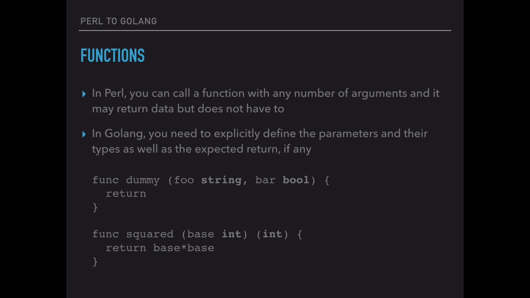In the example, we have two functions. The dummy function takes two parameters, a string and a boolean, but does not return any result. You could use the variables foo and bar inside that function. Unlike Perl, these variables are local to the function and you cannot change a global variable from within a function. The second example requires only one parameter, an integer. It also returns an integer. Inside the function, we just do a very simple multiplication.